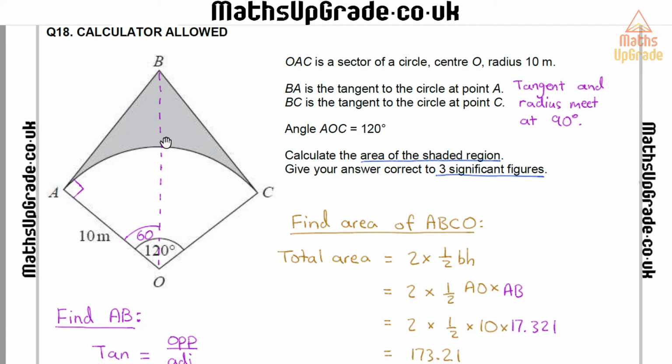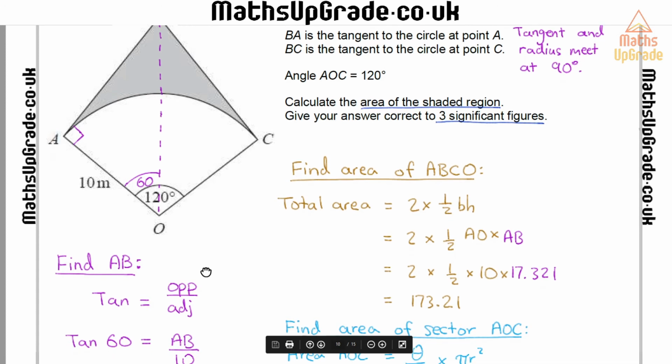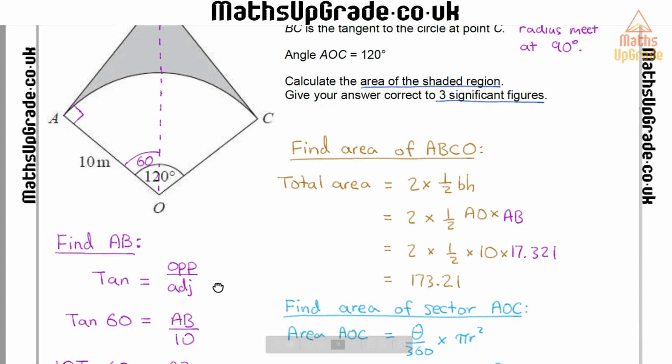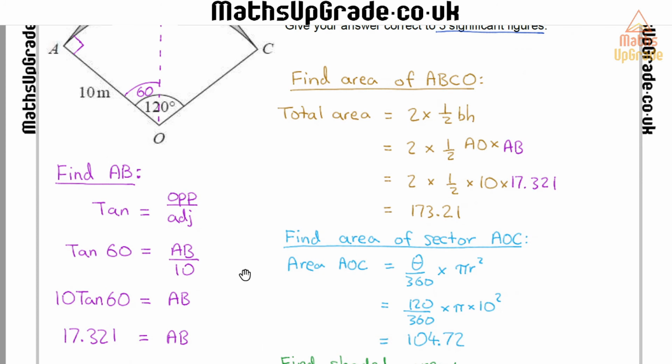So looking at this triangle on the left hand side, I can find the length of AB. AB is given through this trig ratio here. The tan of this angle 60 is given by the opposite side, which is AB, divided by the adjacent, which is 10. Since I know the tan of 60, I can find AB. If I rearrange this equation, AB would be 10 tan 60, and that would give us 17.321.